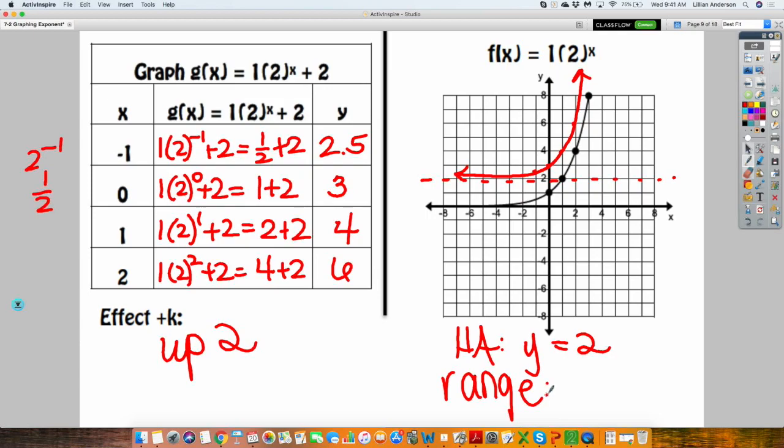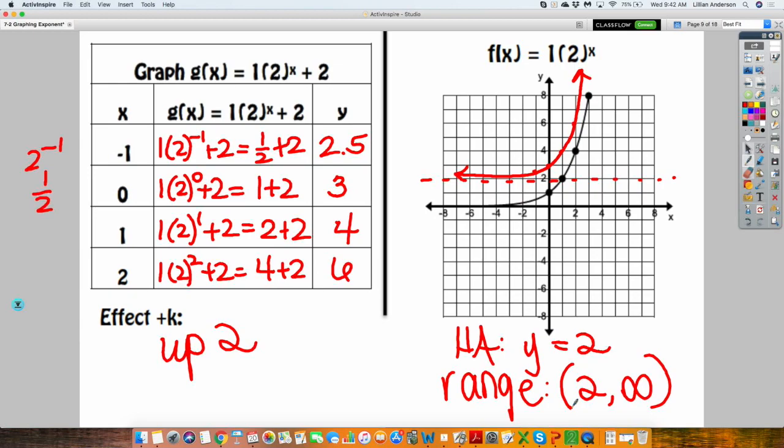What is the range of this function now? 2 to infinity. Is the 2 included? No, because it's not defined there. There's an asymptote there. So just like how 0 was not defined for all the ones that didn't move up or down, 2 is not going to be defined either.